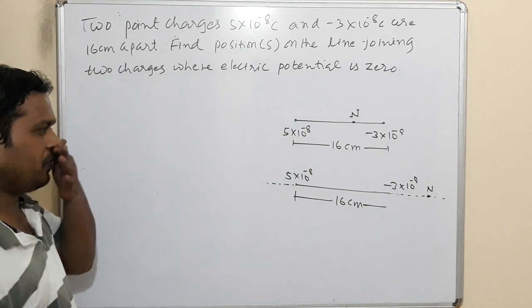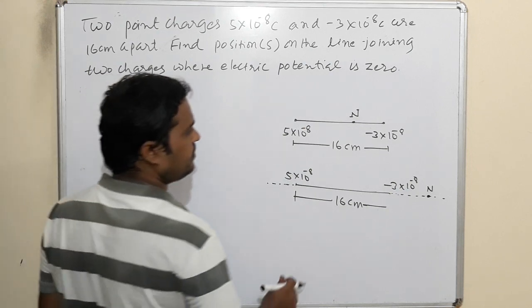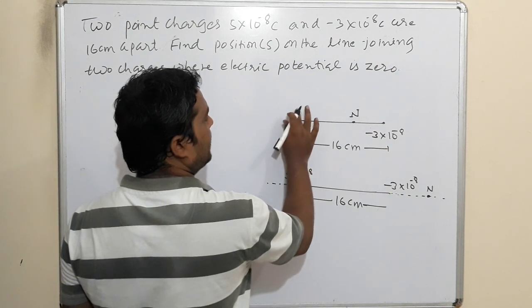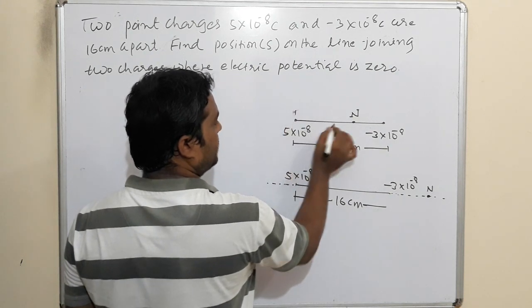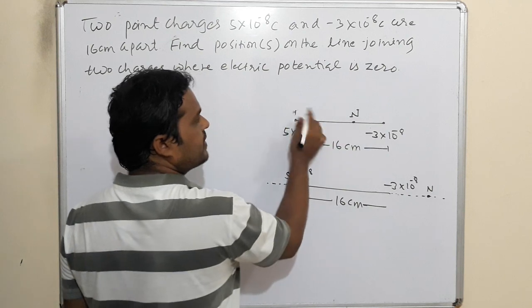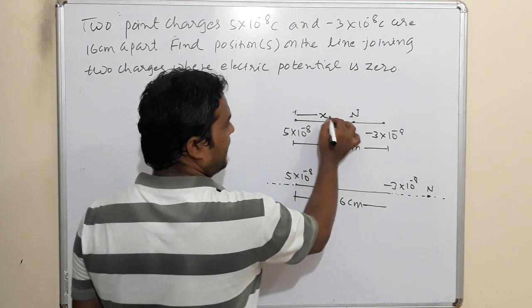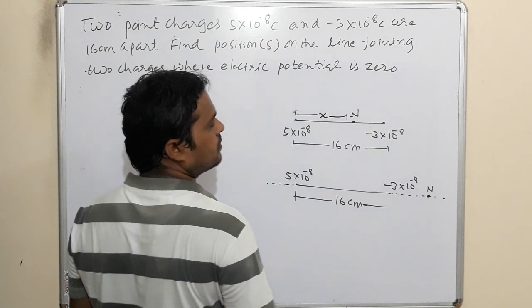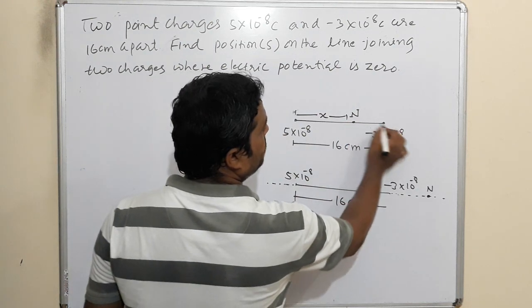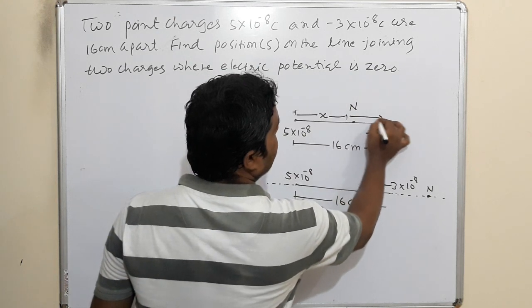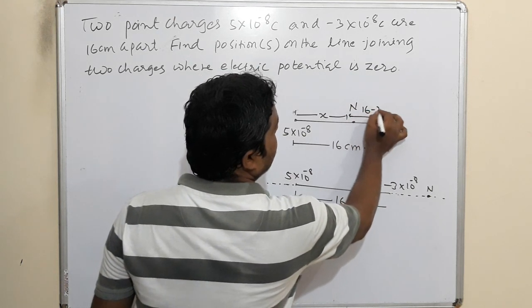Now if I want to find that point, let us suppose the distance of this point from this charge is x. What is the distance between these two? This is the neutral point. This distance will be 16 minus x.